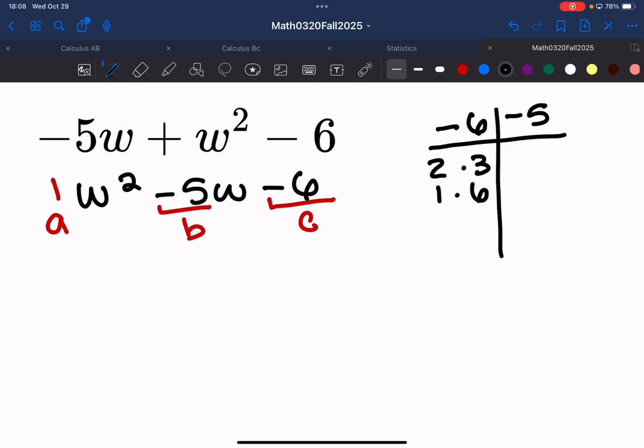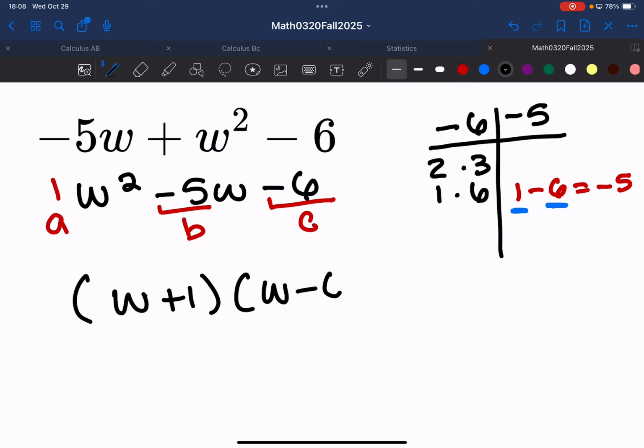1 times 6. And now let's make one of those negative to get negative 5. Would it be the 1 negative or the 6 negative? The 6. So this is 1 minus 6 equals negative 5, which means our factor should have been 1 and negative 6. So when you wrote your answer, you should have had w plus 1 times w minus 6.